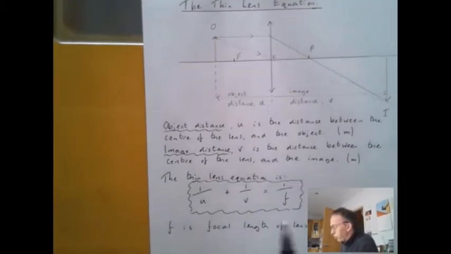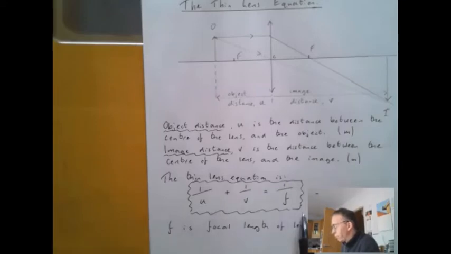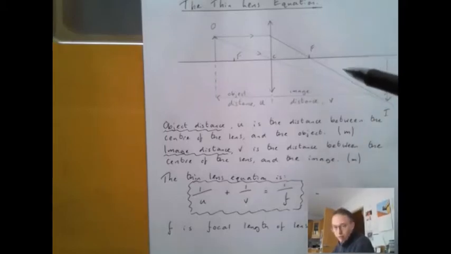Okay, so what the lens equation is saying is that the sum of the reciprocals of the object distance and the image distance is equal to the reciprocal of the focal length. Now, we're simply going to state this equation without justification. We're not going to attempt to derive it. We could derive it, but we won't.